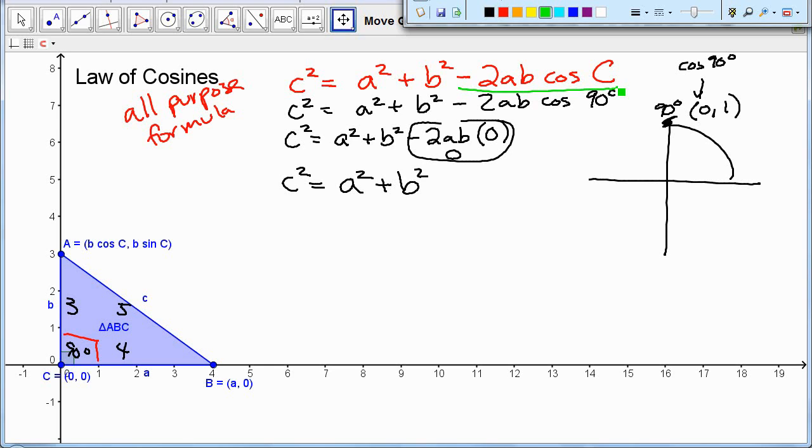And that is the overview of the law of cosines. In another video, we'll show you how you want to actually apply the law of cosines to different types of triangles.